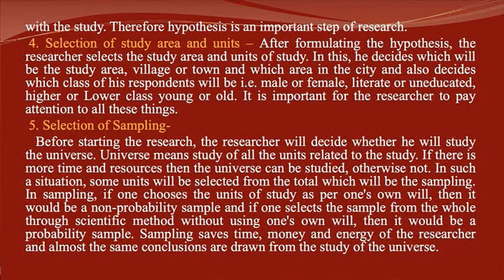In sampling, if one chooses the units of study as per one's own will, then it will be a non-probability sampling, and if one selects the sample from the whole through scientific method without using one's own will, then it would be a probability sampling. It means sampling is selection of a sample from a universe, that is the smallest representation of a larger whole. In a large universe, if we select a few persons, it is known as a sample.